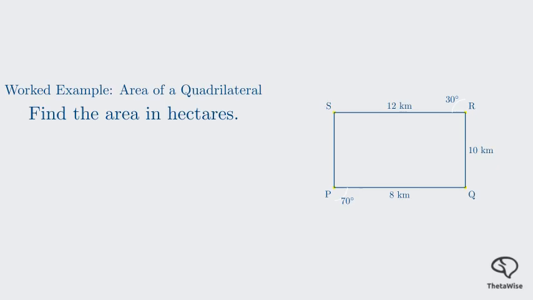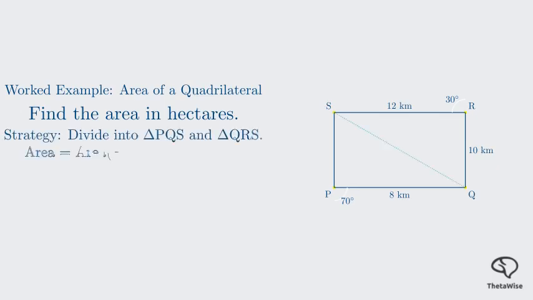There is no single formula for the area of a general quadrilateral. Our strategy will be to divide it into two triangles, find the area of each, and sum them. The diagonal QS is drawn, dividing the quadrilateral into triangle PQS and triangle QRS. We will find the area of triangle PQS and the area of triangle QRS and add them together.